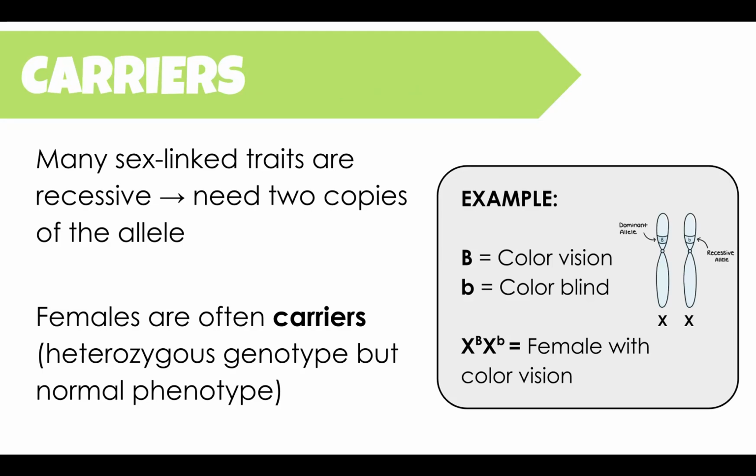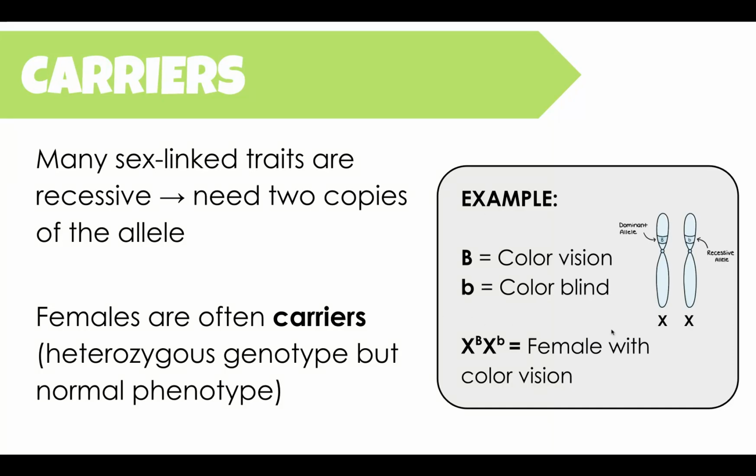One other piece of vocabulary that you need to know is the word carriers. What we mean by a carrier is that for many of the sex-linked traits that we are tracking, in order to have the trait, you need to have both recessive alleles. So you need to have 2 copies of the lowercase allele. Females can be carriers, meaning that they're heterozygous for the genotype.